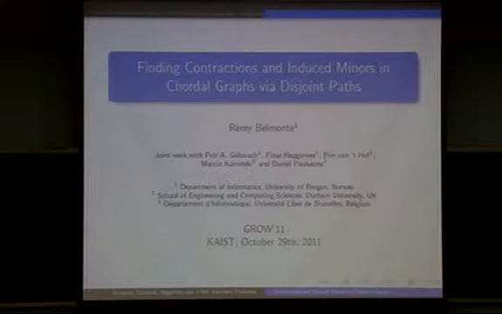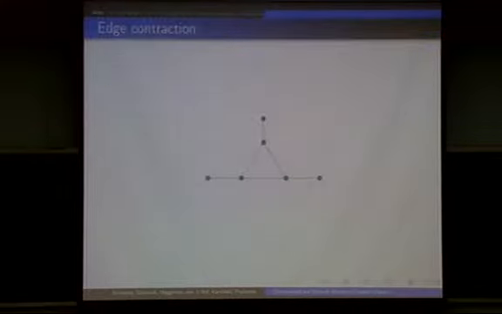First, let me remind you of what most of you probably already know, what an edge contraction is. You have a graph, you choose an edge, you delete the two vertices incident to this edge, and you replace them by a new vertex whose neighborhood is the union of the neighborhoods of the two vertices you just deleted. So these two vertices are adjacent to three vertices, so the new vertex is adjacent to the three vertices.